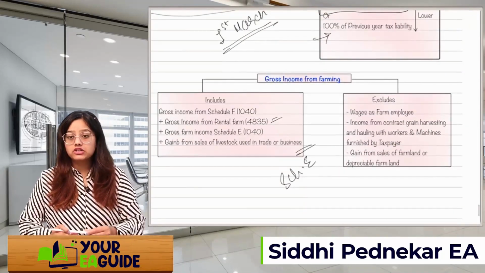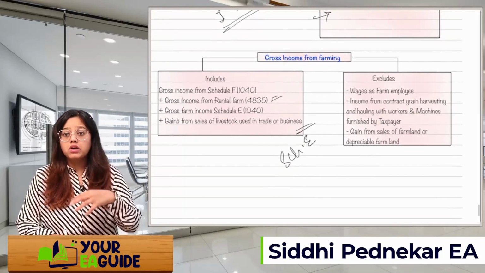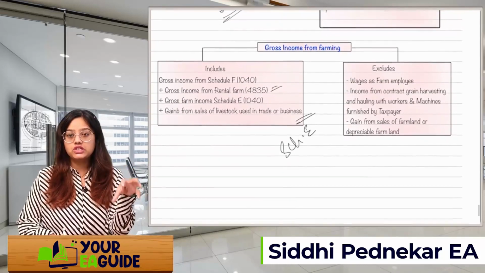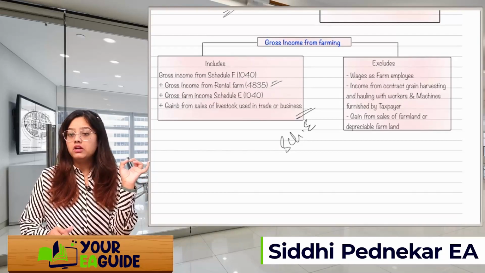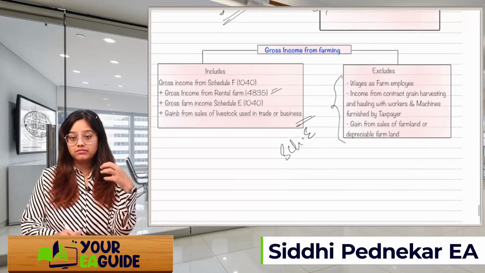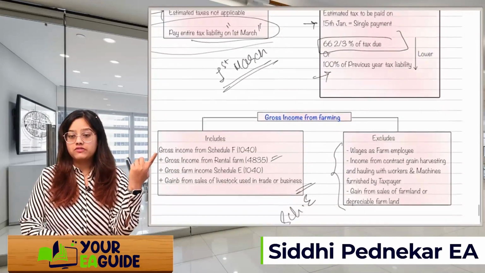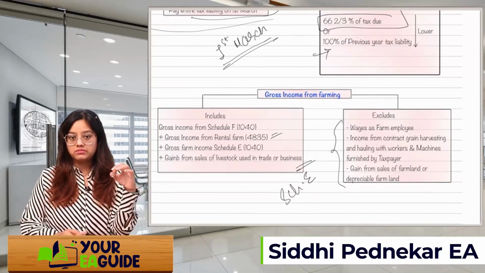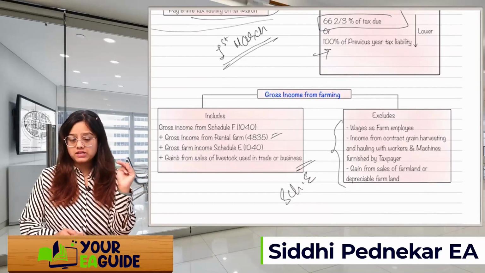Okay. What are the exclusions? Wages paid to the farm employee will be excluded. Income from a contract of grain harvesting and hauling with the workers and machines furnished by the taxpayer. Gain from sales of farm land or depreciable farm property. So these 3 things will not be considered in the calculation of gross income while calculating the estimated tax. If there is any sale of an asset or depreciable property, that will not be considered gross income. Only hardcore farming business income will be considered.